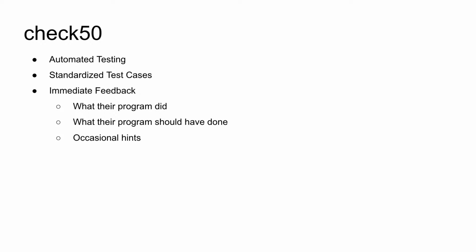And occasionally, in our CS50 check50 feedback, we will also provide some hints. If a student doesn't pass a particular check, we might provide some hints like, maybe you forgot to return a number, or maybe your output format doesn't quite match what we are expecting. That is a way to guide students through to finish their problem set, if you will.